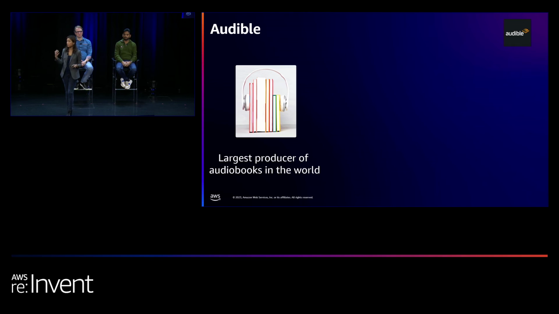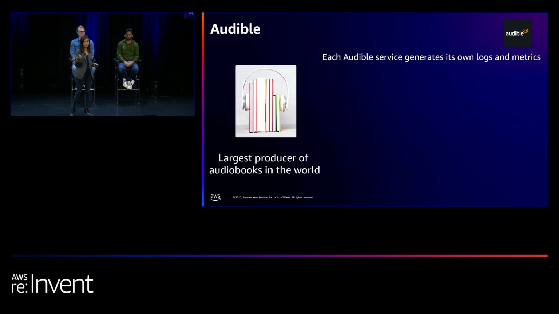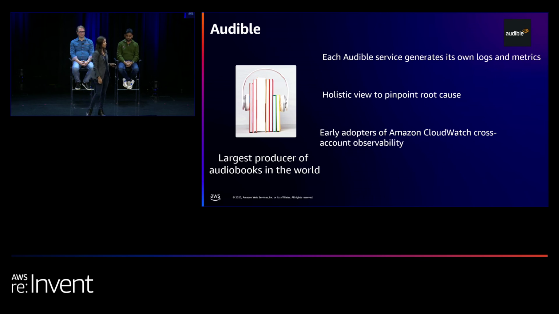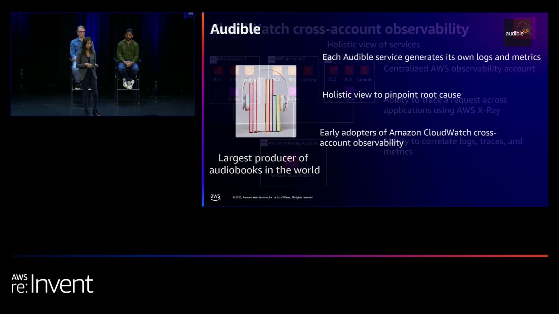And so they have a lot of services. And each of these services generates its own logs and metrics. So previously, they lacked that holistic view to be able to pinpoint root causes. They weren't able to get to the bottom of why a severity issue occurred very quickly, and it took them a long time. And so when CloudWatch cross-account observability was released last year as one of the features, they were one of the early adopters and were able to quickly realize the benefits.